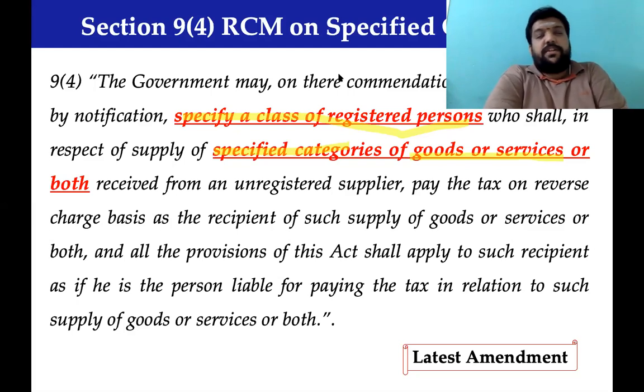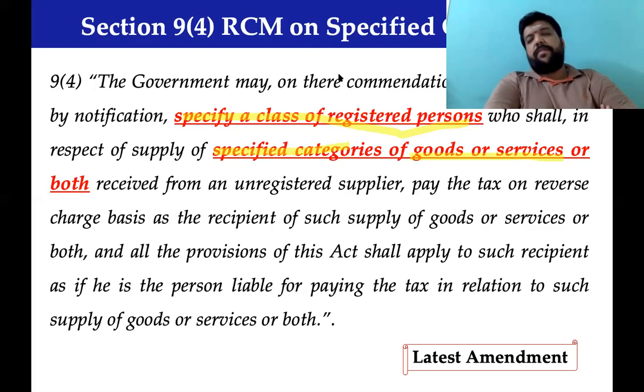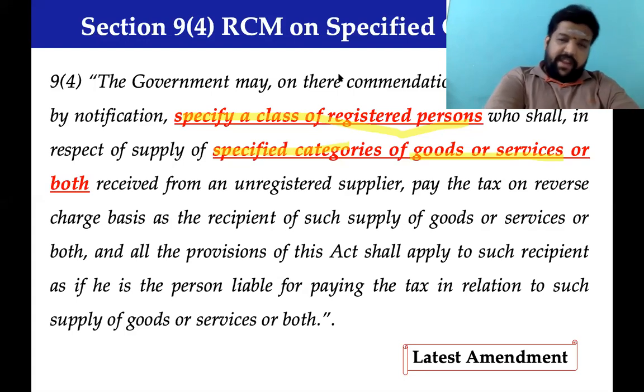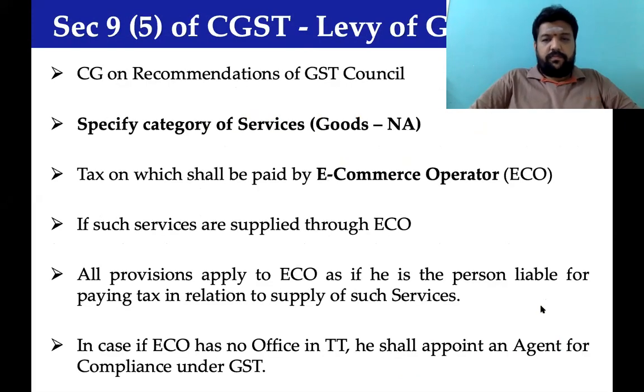So the next point for our discussion is 9.4. It also discusses reverse charge, but from a different leg than 9.3. 9.3 only says notified or specified goods or services, whereas 9.4 says specified class of person, specified category of services, which is liable to reverse charge. Moving forward, everything will come only from the recommendations of the GST Council.